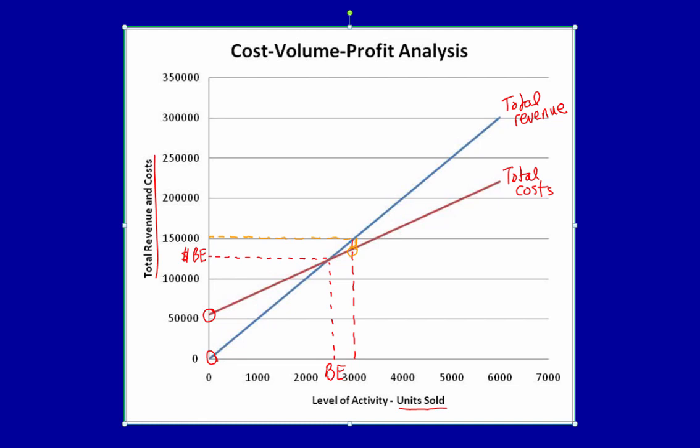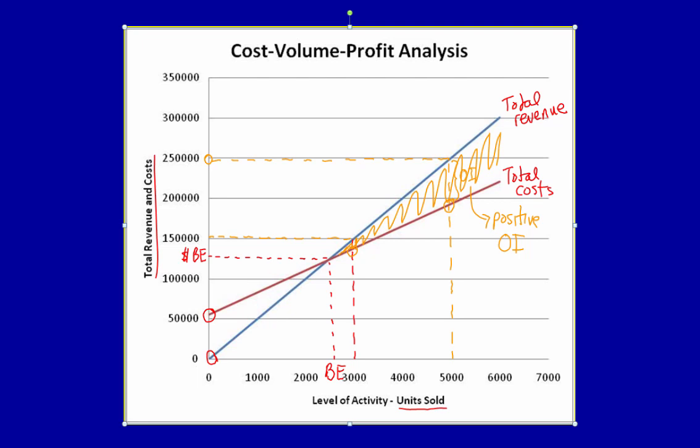Let's imagine that we sell 5,000 units. Total costs at 5,000 units. Total revenue at 5,000 units. The space between the total revenue line and the total cost line is equal to operating income. The operating income that would be earned if the company sold 5,000 units. That tells us something important about the graph. Any number of units sold that is above the break-even point will always generate a positive operating income.